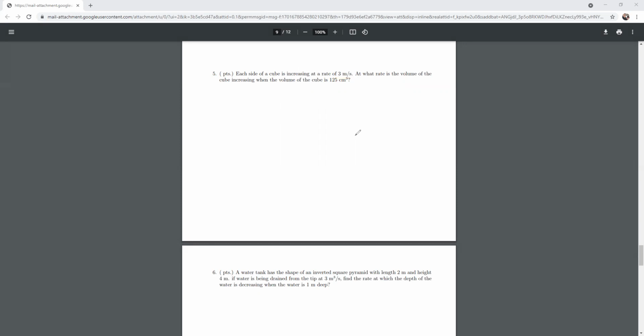Okay, so let's extract this information, put it in variables. That should be the first step. Okay, so we're working with the volume and side lengths. Let me draw a picture first. So we have some form of cube. So it's going to look something like this, right?